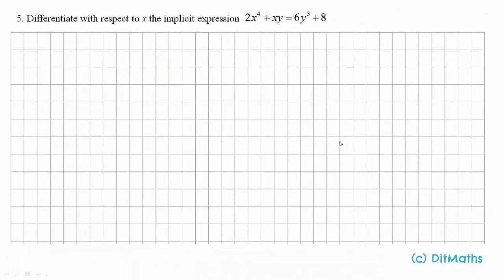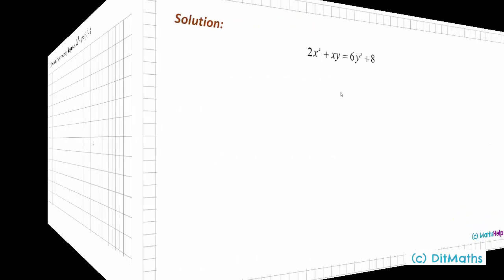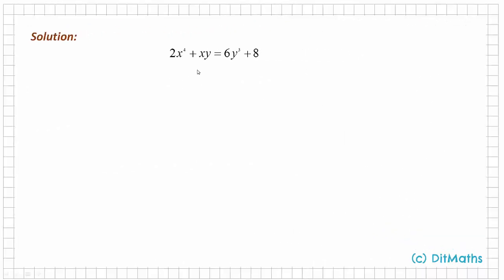Here we are asked to differentiate with respect to x the implicit expression 2x to the power of 4 plus xy equal 6y cubed plus 8. The given function is an implicit function because it cannot be written in the form y is equal to f of x. To differentiate this type of expression, first we differentiate term by term on both sides with respect to x.